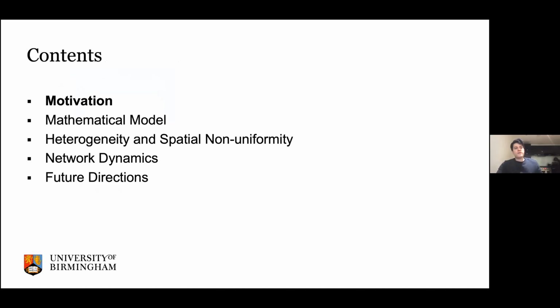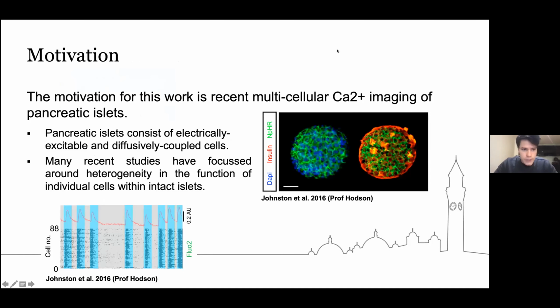Okay, so first I'm going to talk about the motivation for this problem, which is a biological motivation. I'll talk about the mathematical model we're going to look at of single cells and the heterogeneity that we want to include in these single cell models, and then we will couple them into a network and study the spatial non-uniformity of that network. Okay, so the motivation for this work comes from the pancreas, actually. So it's not specifically a neuroscientific question.